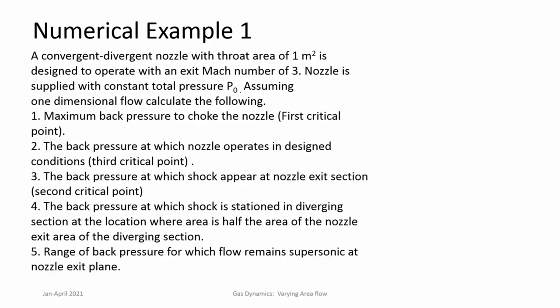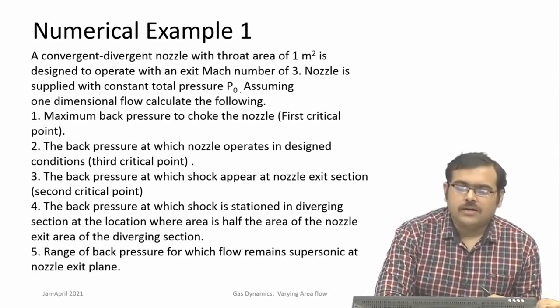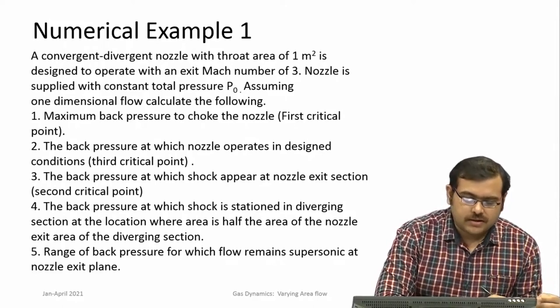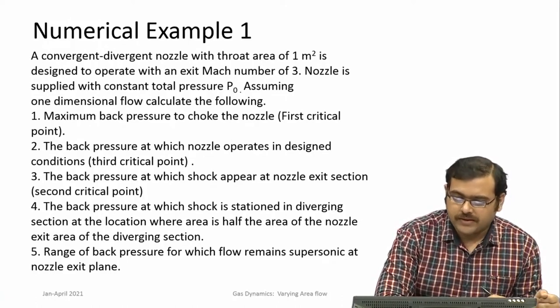Nozzle is supplied with constant total pressure. So supply pressure P naught, the total pressure, is constant. Assuming one dimensional flow, that's a quasi 1D approximation. Calculate the following: maximum back pressure to choke the nozzle, that is the point at which the mass flow rate of the nozzle becomes a constant. In this case, it does become a constant because P naught is taken as constant, a constant supply pressure. Okay, so that is a first critical point.